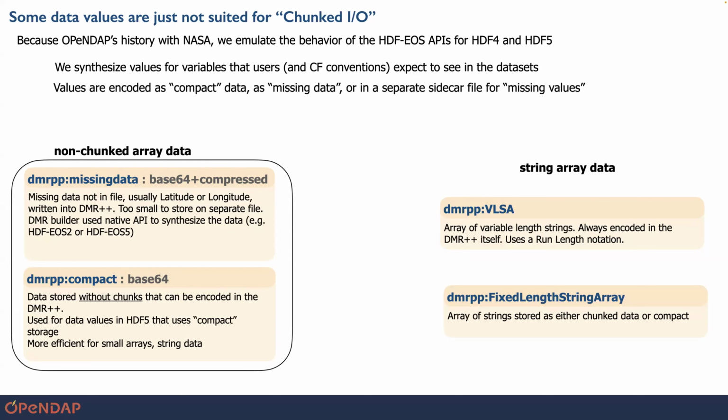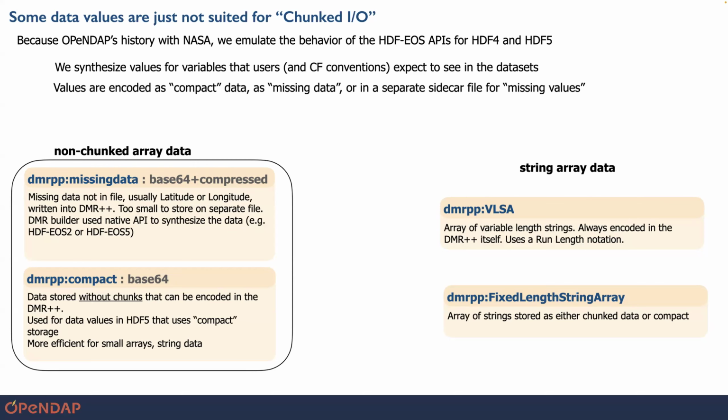Another thing that does not often fit the chunked I/O model is string array data. These are like 1- and 2-dimensional arrays of strings. HDF5 has at least 2 types of strings. We support varying length string arrays and fixed length string arrays. Varying length string arrays are not easy to work with using a chunked I/O scheme. And so what we do is we read all the values into memory, and then we write them to the DMR++ using a kind of run length encoding notation.